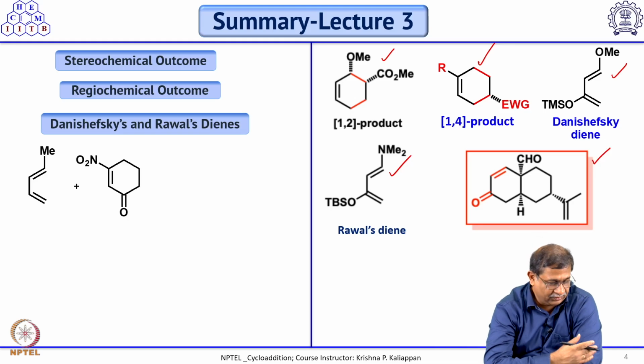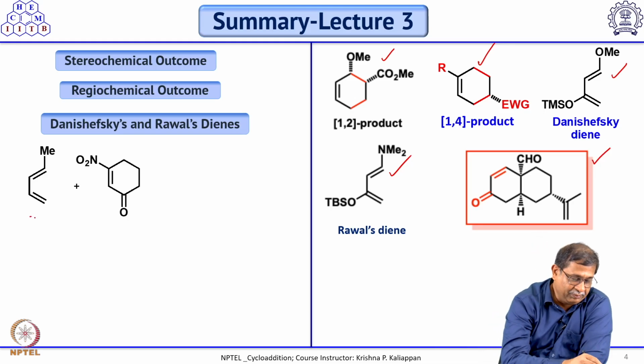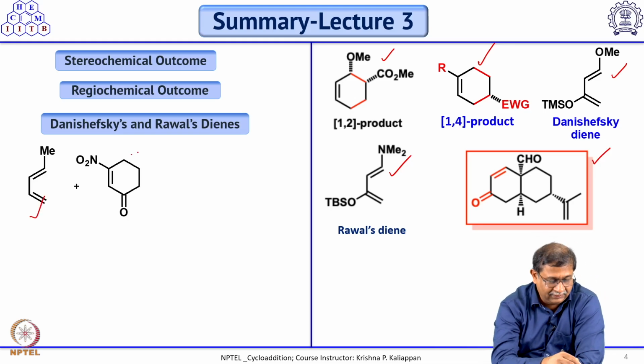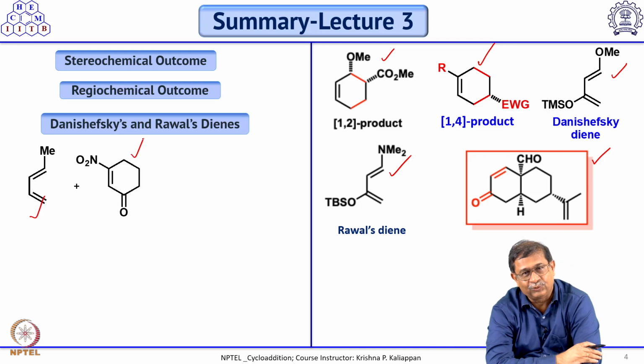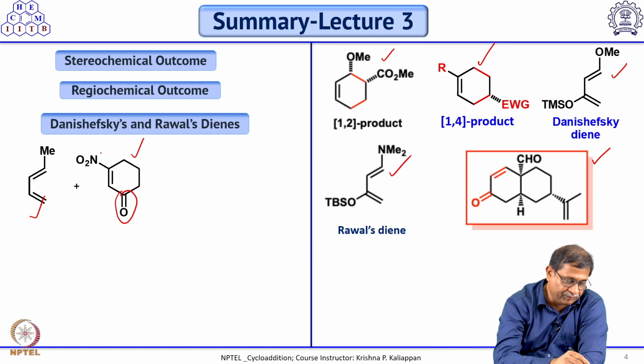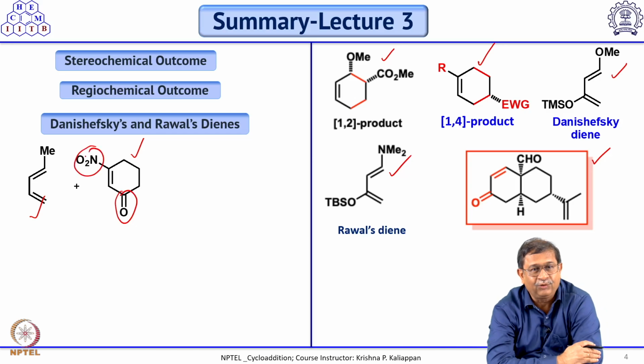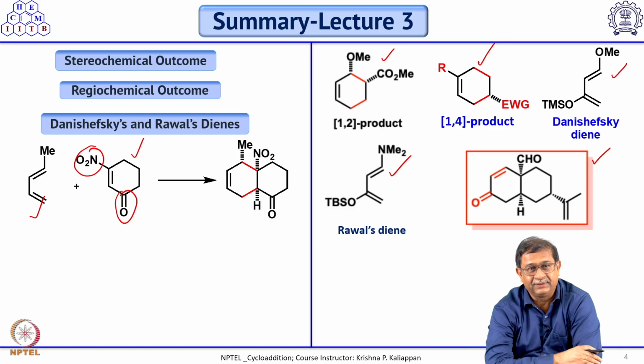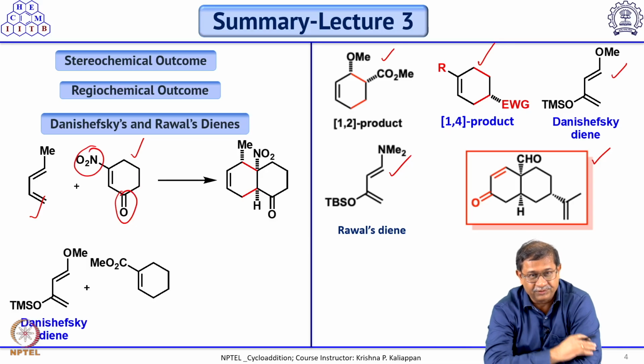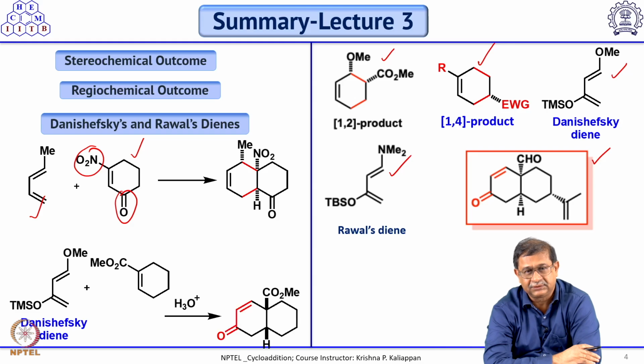And for example, if you take 1-methyl butadiene and then treat with 3-nitrocyclohexenone, here between the carbonyl group and the nitro group, the nitro group will determine the regiochemical outcome of this Diels-Alder reaction. So that also we discussed, and then we discussed various applications of Danishefsky diene in 4+2 cycloaddition reaction.